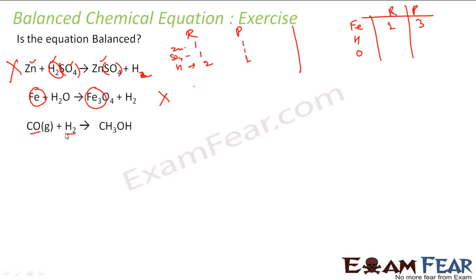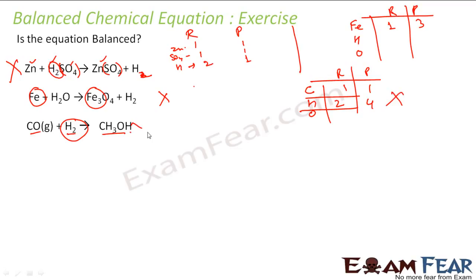We'll take carbon monoxide and hydrogen, we'll get this. So we'll see if it is balanced or not. So in this case we have carbon, hydrogen and oxygen. So we have this reactant and product. So carbon we have 1 here. In product also we have 1. Hydrogen we have 2 here and product we have 3 plus 1, 4. So we can say that this guy is also not balanced. Correct. Let's take one more example.